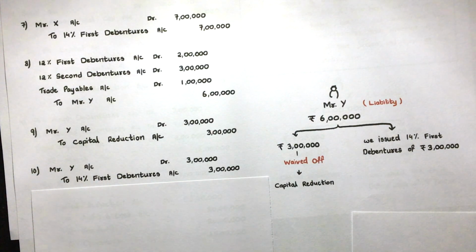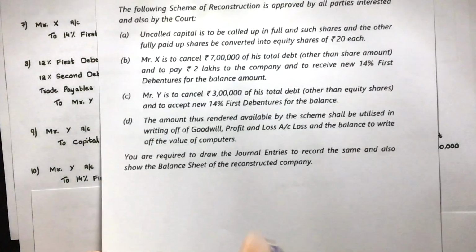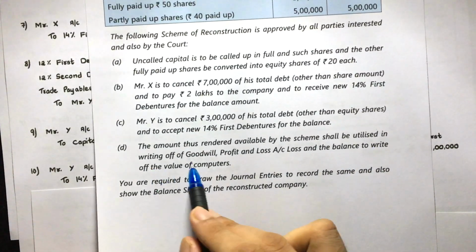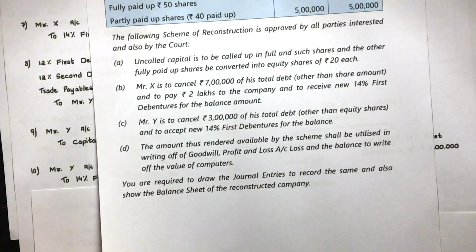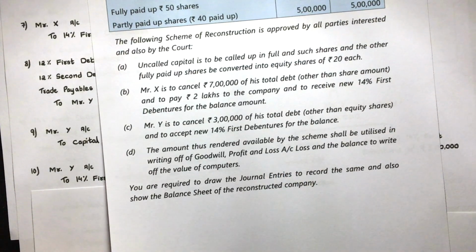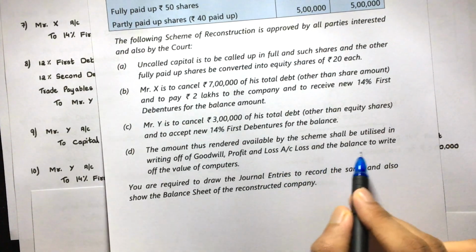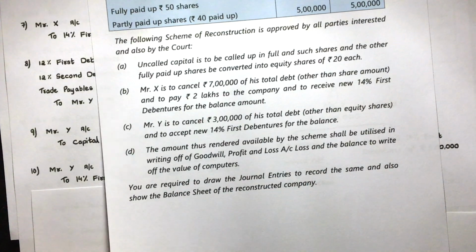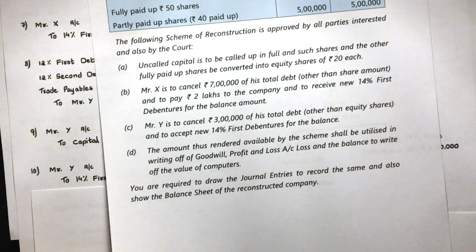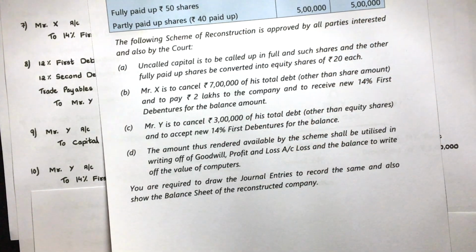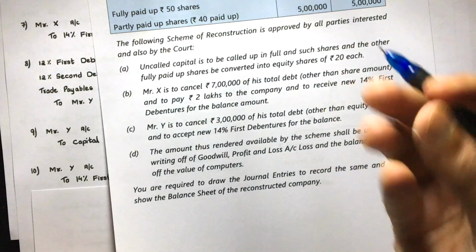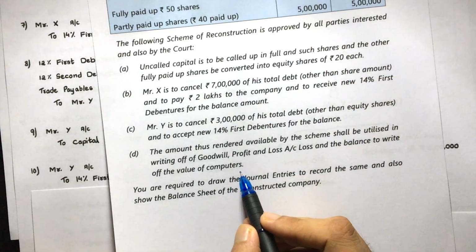Then the question is saying, D: the amount thus rendered available by the scheme shall be utilized in writing off goodwill. The question is specifically telling us to write off the goodwill completely, then the profit and loss account debit balance, and the balance to write off the value of computers. By this sentence we can understand the amount in capital reduction will not be available to write off everything completely. That is why they are saying that whatever is left at last, use that to write off the computer. Okay, fine, we'll do that.